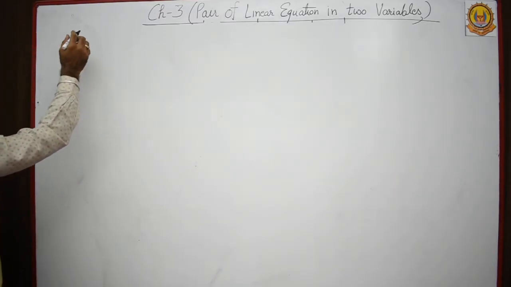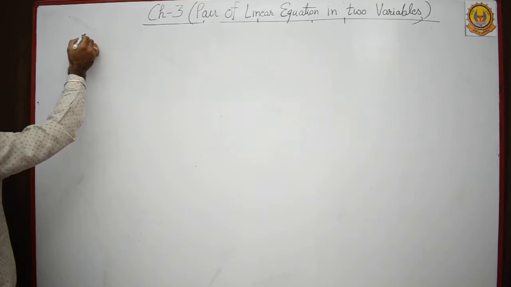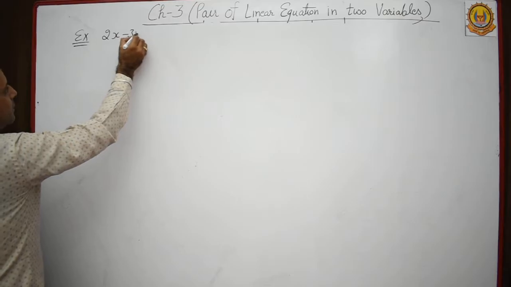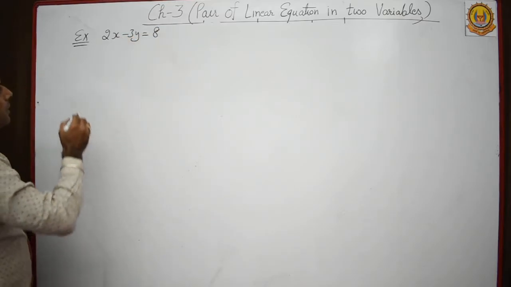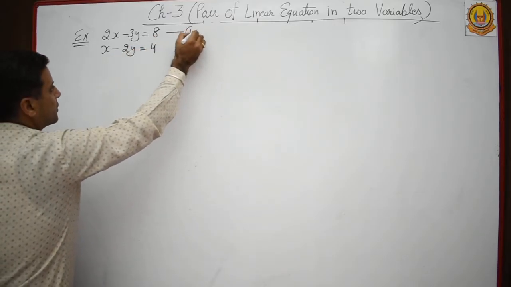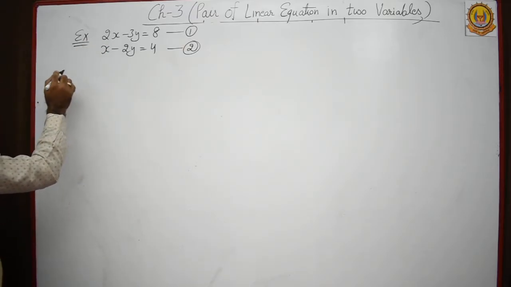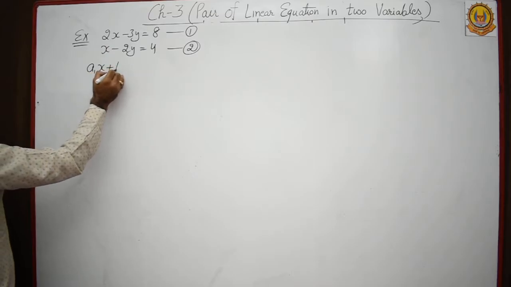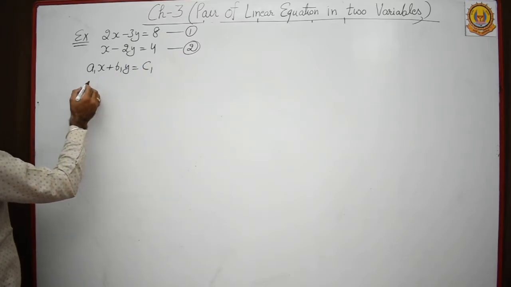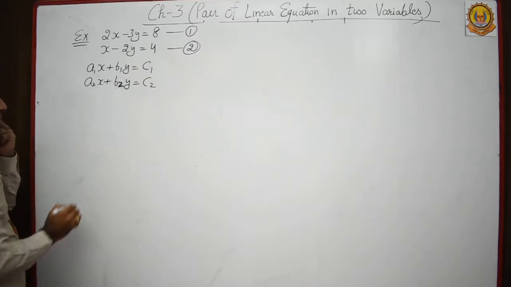I am taking a pair of linear equations in two variables, an example. Suppose I have 2x minus 3y is equal to 8, and second, x minus 2y is equal to 4. This is equation number 1 and this is equation number 2. I can assume the equations like this: a1x plus b1y is equal to c1, equation number 1, and a2x plus b2y is equal to c2. Clear?